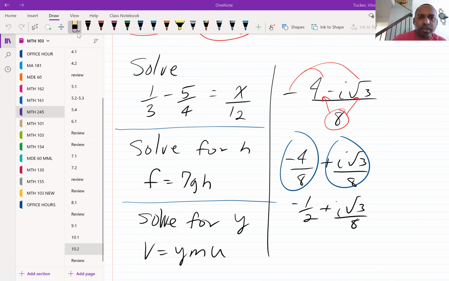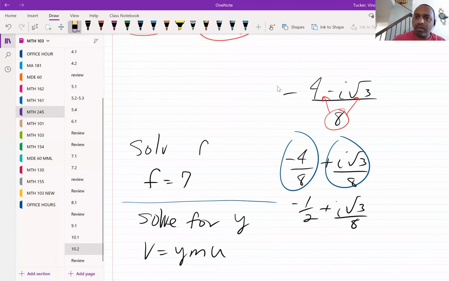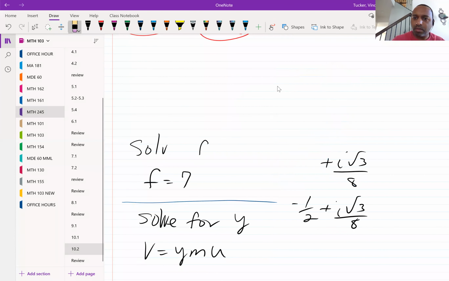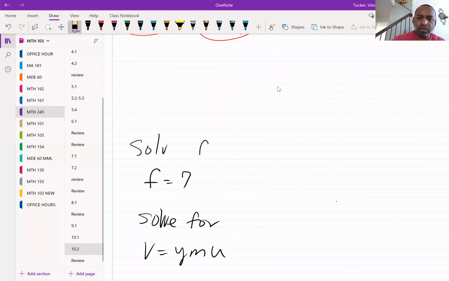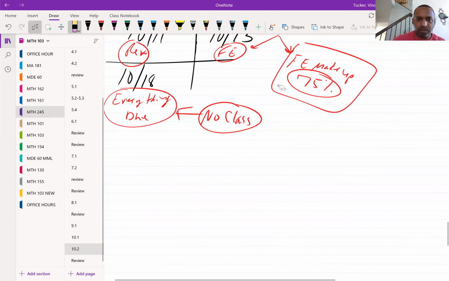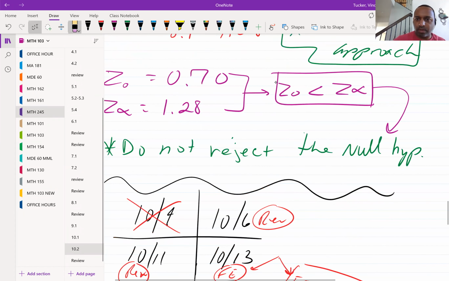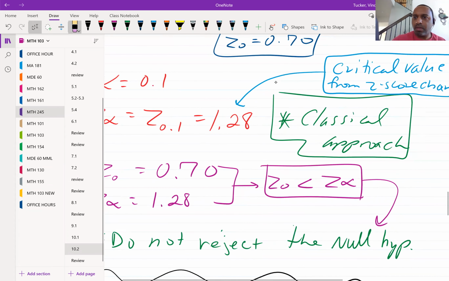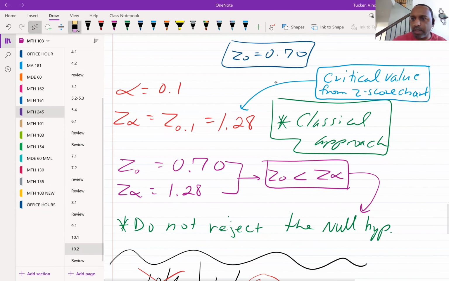Yes, 10.1 and 10.2 are the last sections. All right. Oh, wow, this stuff's so big.